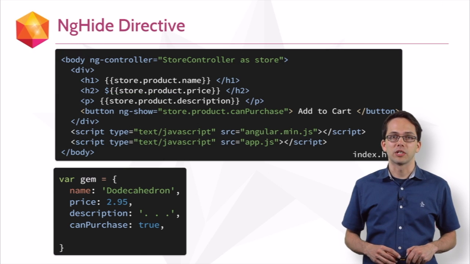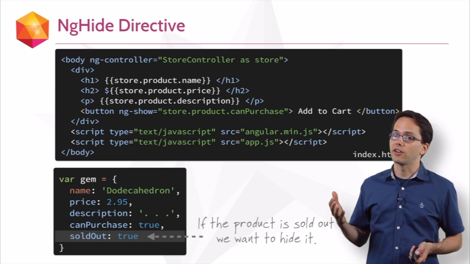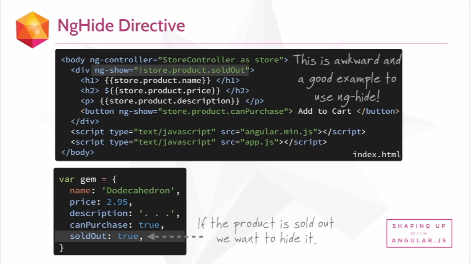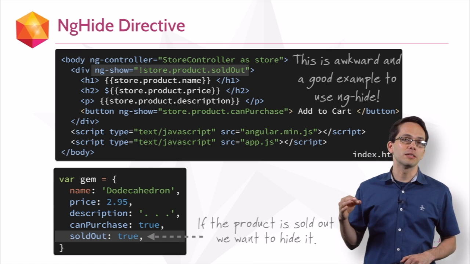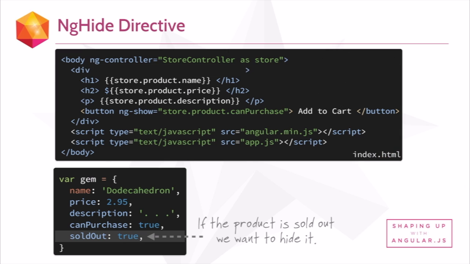Let's add another property to our gem. We'll call it soldOut. And if soldOut is true, we don't want to show the product on the page at all. So we're going to use the ngShow directive again. We can say ngShow equals not store.product.soldOut. Now there's another way we can do this, which is a little bit more readable, by using the ngHide directive. So we can use ngHide equals store.product.soldOut. So it's saying hide this product when we're sold out. And the HTML is a little more readable.